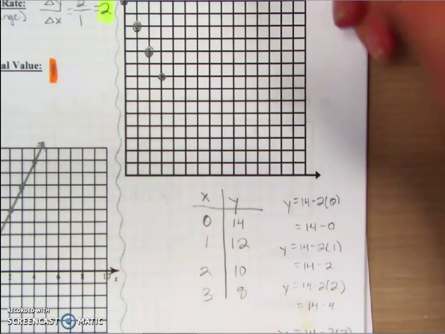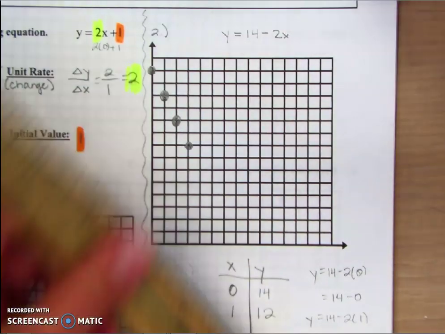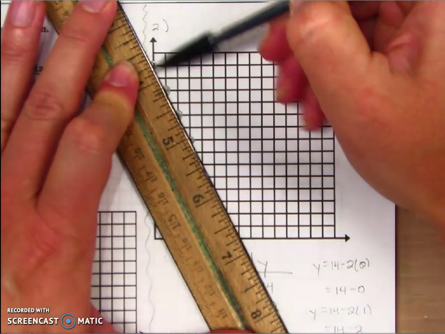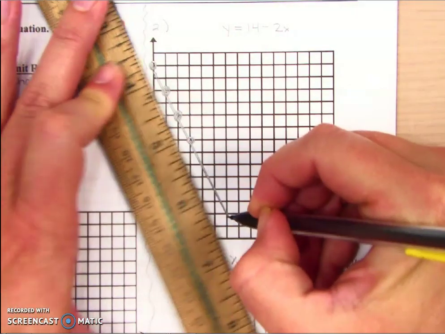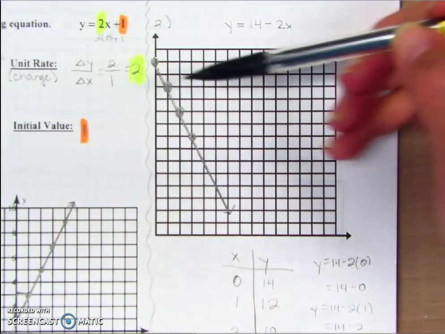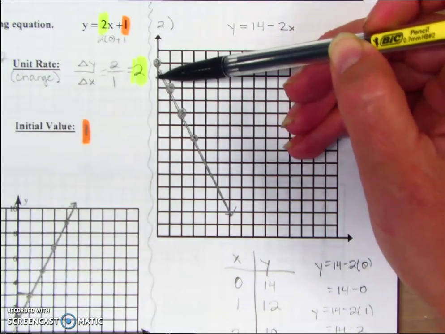All right, and you might have noticed this little pattern occurring with our points. I'm going to use my ruler and connect those points now. You should see that this has a downward motion. This one is changing by going down. And we might have noticed this pattern: for every time I move over 1 for x, I'm going down 2 for y.